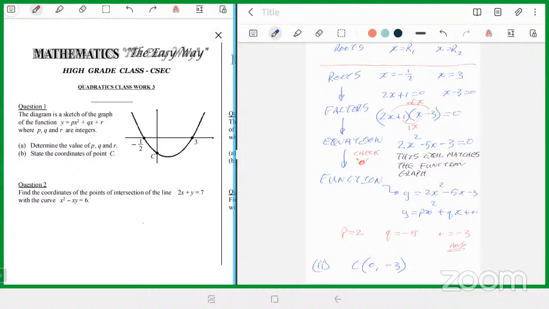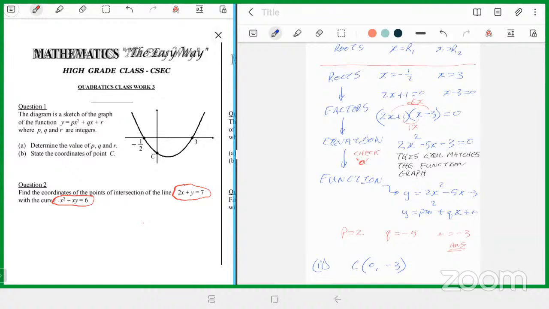All right, so let's go on to number 2 now. So number 2 is your simultaneous equation, right? So the question says, find the coordinates of the point of intersection of this line and this curve. So to find the point of intersection, you have to solve the 2 equations simultaneously. Those are the 2 equations. You have to solve them simultaneously.